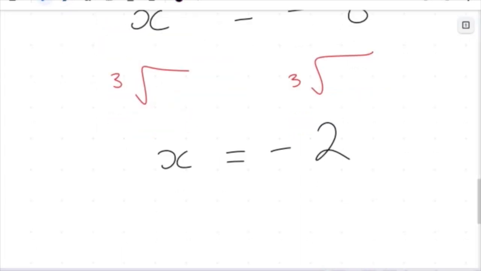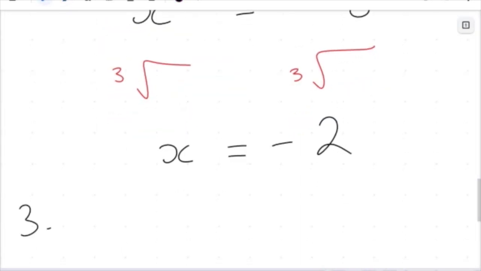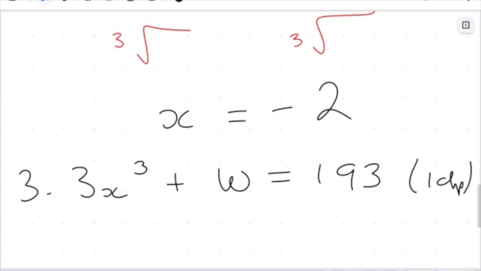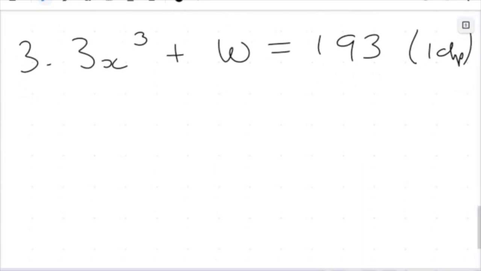Now we're going to do one more question to wrap up here. We want to find the value of x that satisfies this equation, 3x cubed plus 10 equals 193. And we want to get our answer to 1 decimal place, because this won't be a nice answer here.